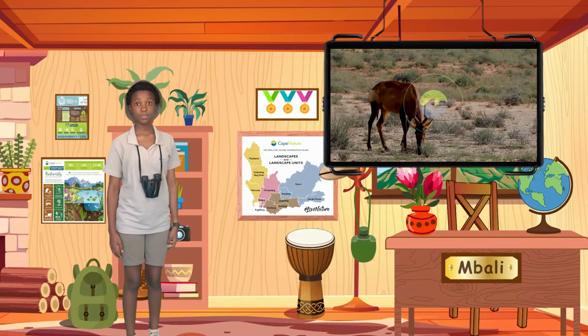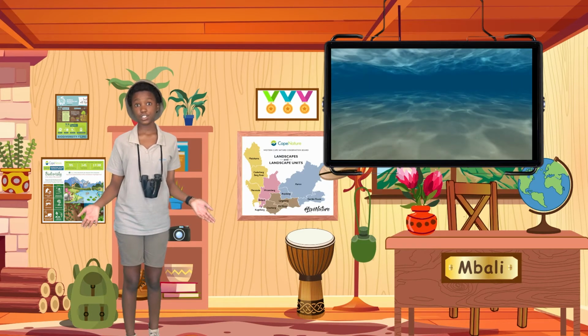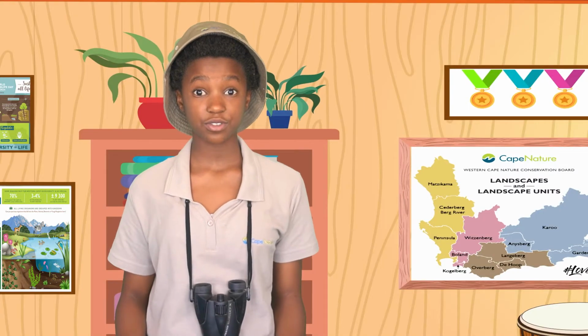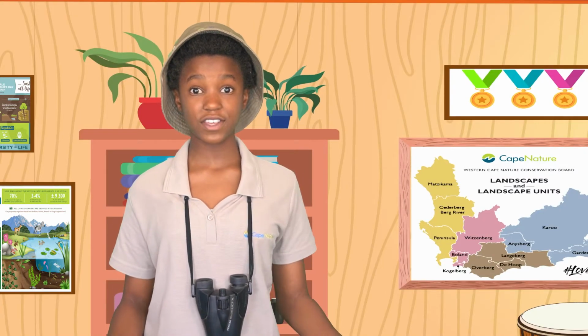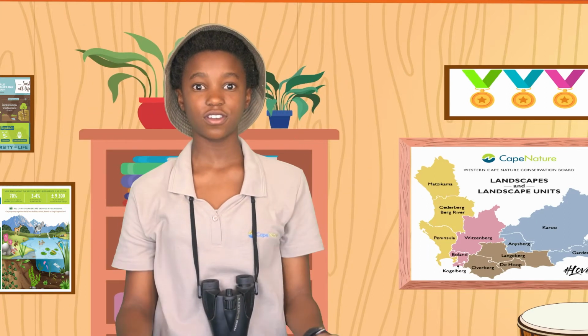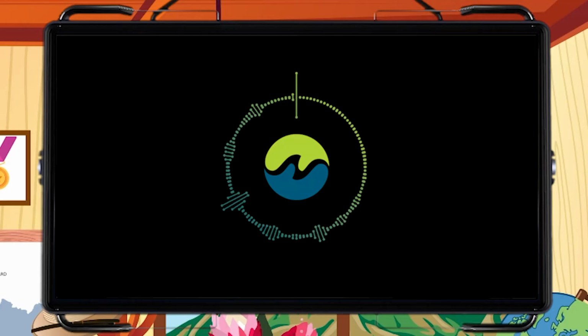Right on, Cape Nature. In fact, there are many different types of natural ecosystems, such as rivers, mountains, oceans, wetlands, forests, and deserts. These natural ecosystems support different types of living things and are found in many different parts of South Africa and the world. Isn't that right, Cape Nature? Most certainly you are, my buddy.